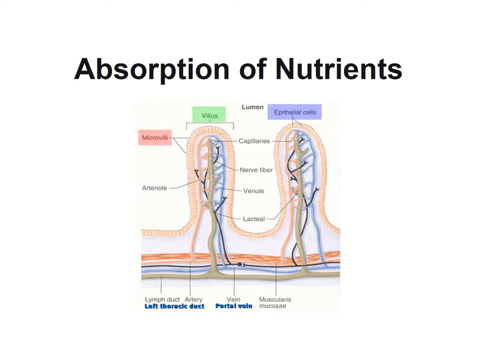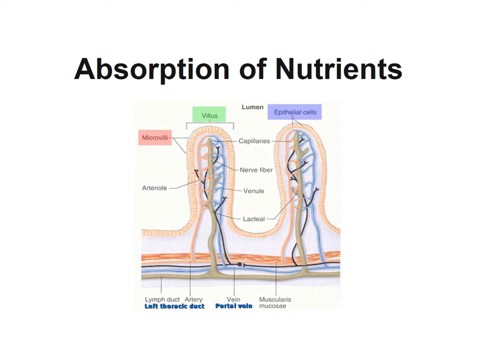Before we talk about the digestion and the absorption, this is just a reminder of the different structures of the wall of the gastrointestinal tract. We have the lumen, and then we have the epithelial layer, which contains enterocytes that contain microvilli, and then you have the different layers: mucosa, submucosa, muscularis, and serosa. And inside the villi, we will see a vein, artery, nerve, and also a lacteal, which is a lymphatic vessel.